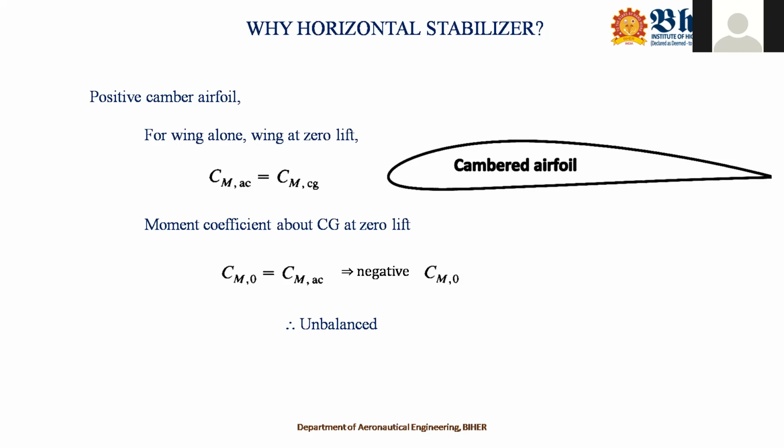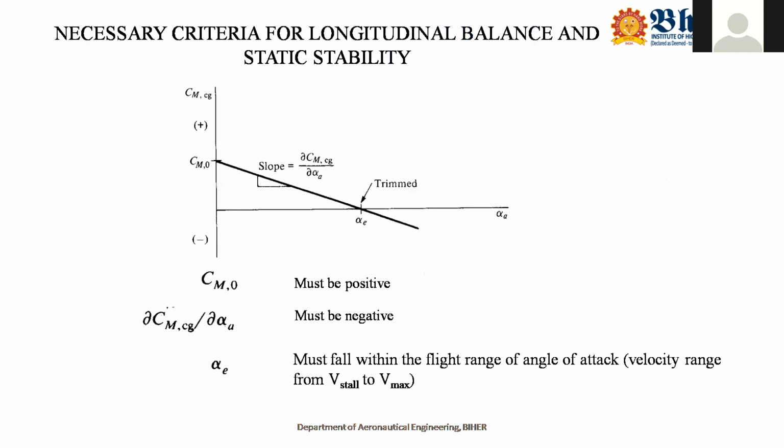So for a wing alone condition, when the wing is set at a zero lift condition, you know that CMAC is equal to CMCG from the previous discussions. And when it is at zero lift, then CmCg is equal to Cm naught. So which means that Cm naught is equal to coefficient of moment about the aerodynamic center. So for a cambered airfoil, from the airfoil data, what we know, CmAc is negative. So when CmAc is negative, it is obvious Cm naught is also negative. How about when Cm naught is negative? What about your stability? Yes.